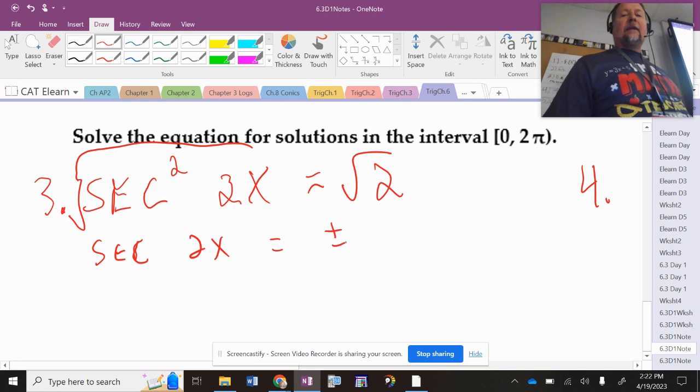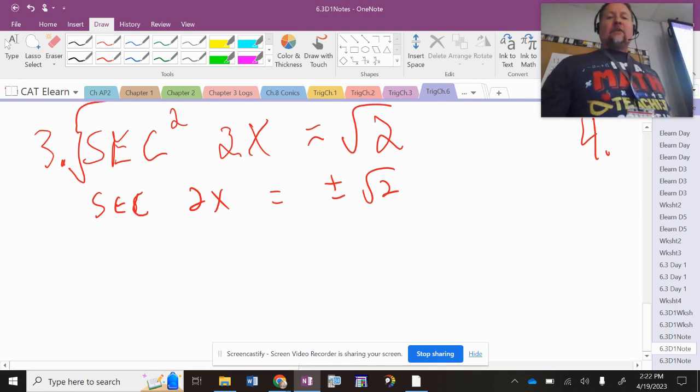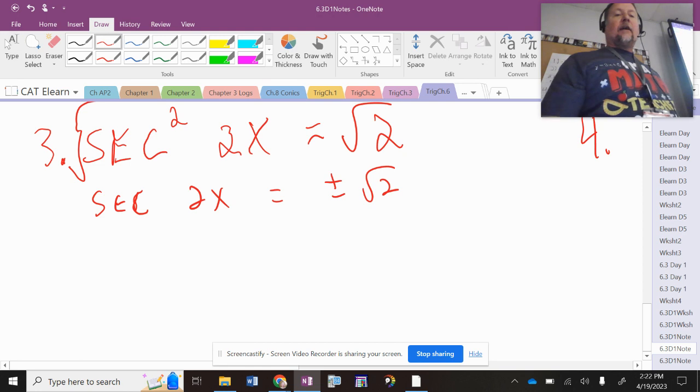Plus minus. As soon as you see √2, what is the reference angle? 3, 2, 1, go. That should have been that fast. Okay, √2, come on, it sticks out like a sore thumb.